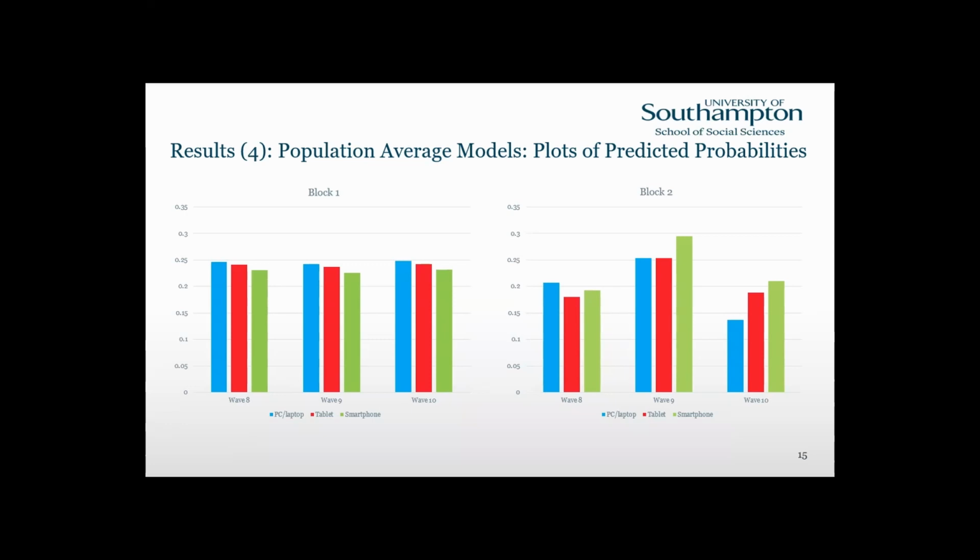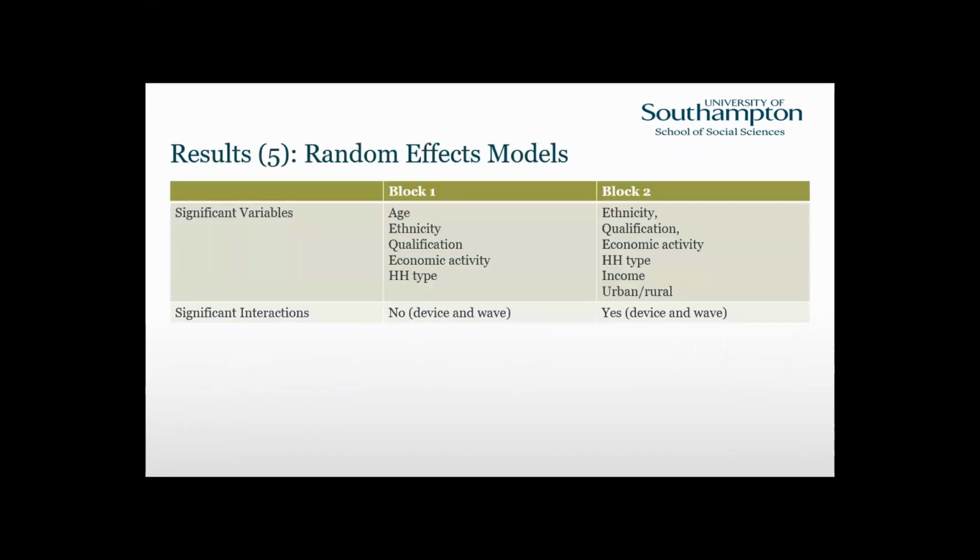However, for block two, first of all, I should mention we shouldn't compare levels of straight lining over time due to different questions. However, we can see that the likelihood of straight lining is higher for smartphones, especially for waves 9 and wave 10, when compared to other devices. Surprisingly, and contrary to our expectations, straight lining on smartphones in wave 10, when mobile first design was introduced, is still associated with higher risk of straight lining in comparison to other devices. So that was our third aim for investigation.